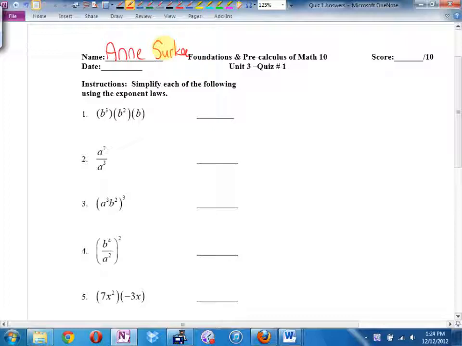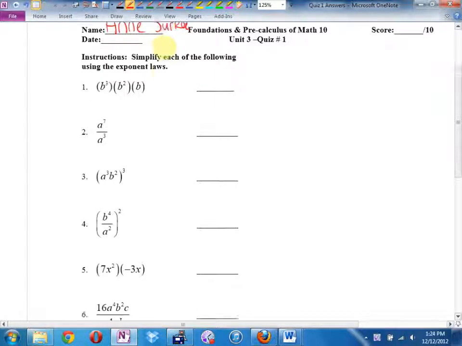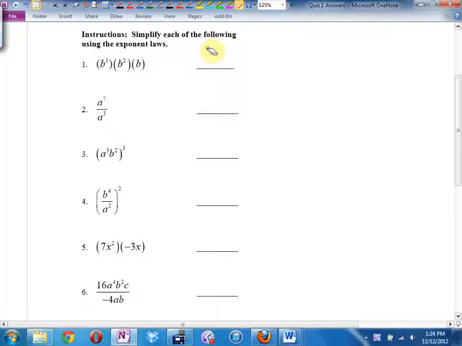Okay. This I would consider a medium grade 9 quiz. This is the shallow end of the pool. You're going to get wet a little bit, sure, but your test is not going to have a bunch of this straightforward. Anyways, simplify. B to the 6th, yes?